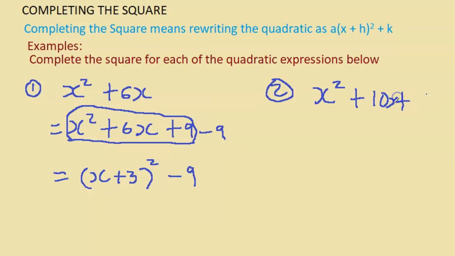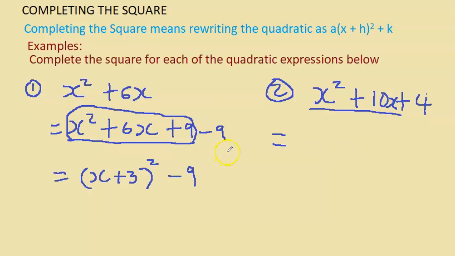x squared plus 10x plus 4. So again, let us ignore the 4 for now. Let's focus on the x squared plus 10x part, and that's how we think of it. What can we add to x squared plus 10x to make it a perfect square?